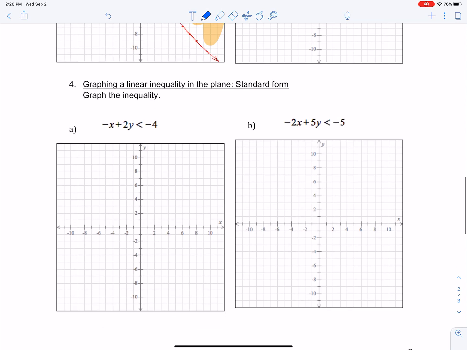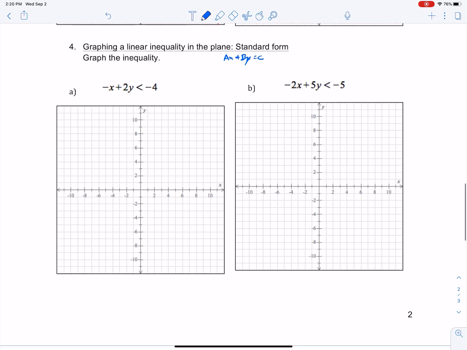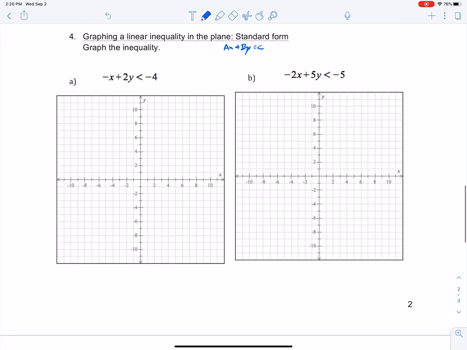So graphing a linear inequality in the plane using standard form, that's ax plus by equals c. Excuse me, forgive me. So ax plus by equals c. And what we're going to do is convert this standard form of ax plus by equals c into slope-intercept form. So we have negative x plus 2y is less than negative 4.